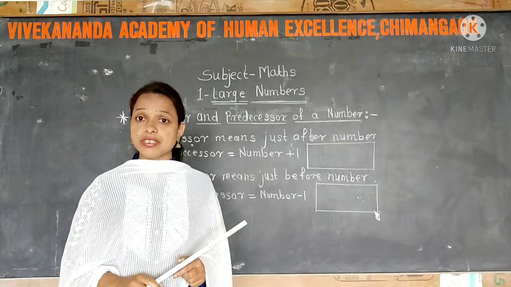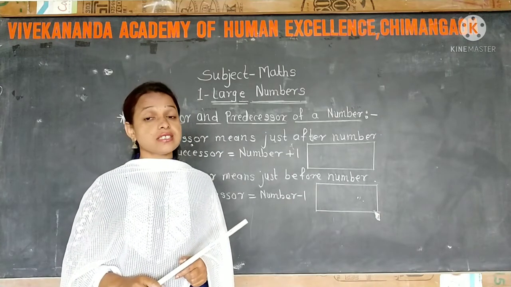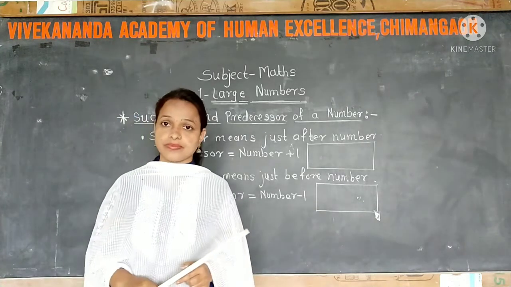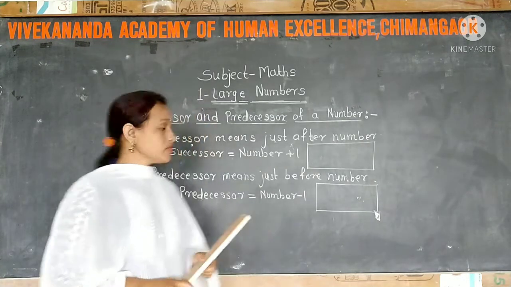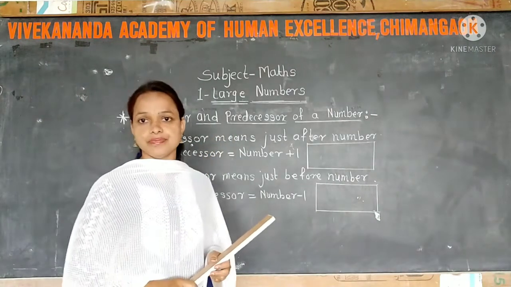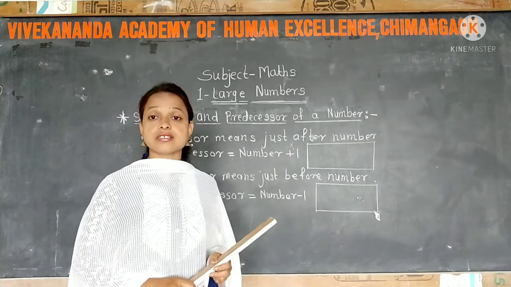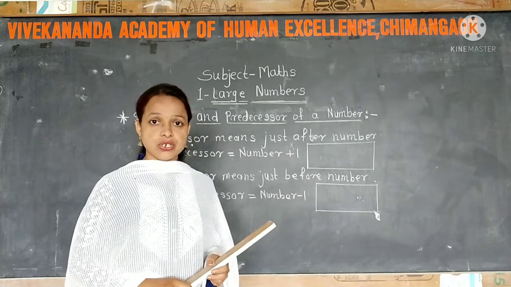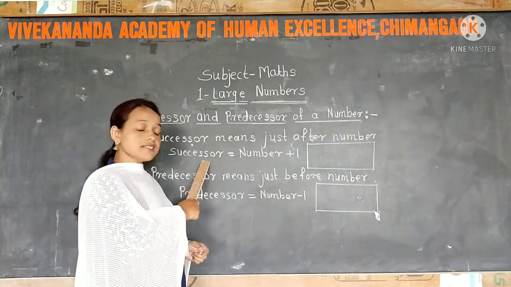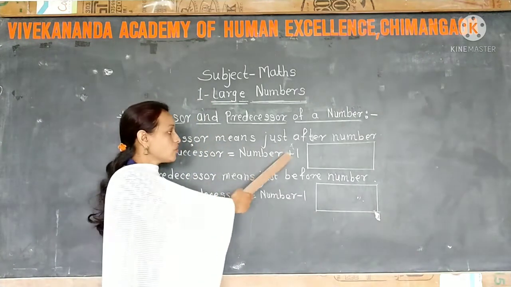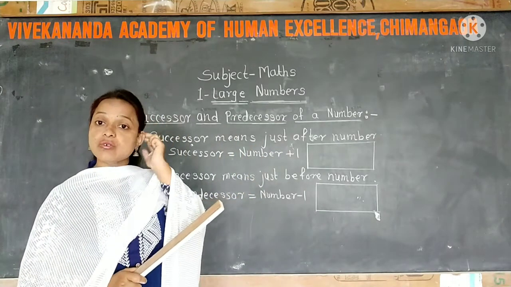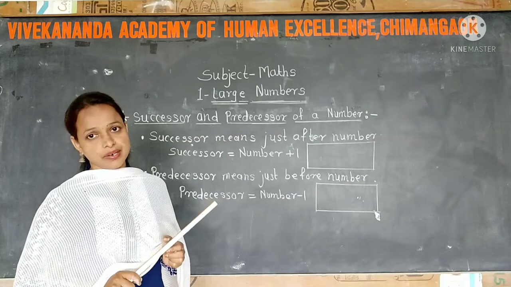You are familiar with just after, but its similar word is successor. See students, successor is the just after number. So how to find the successor of a given number? To find the successor of a given number, we have to add 1 to the given number.